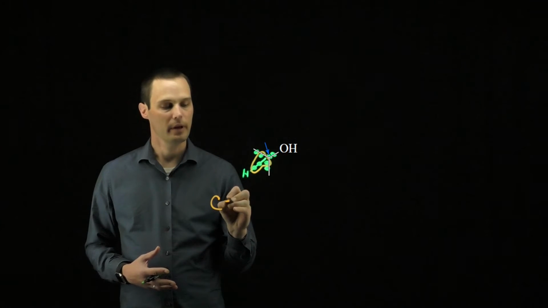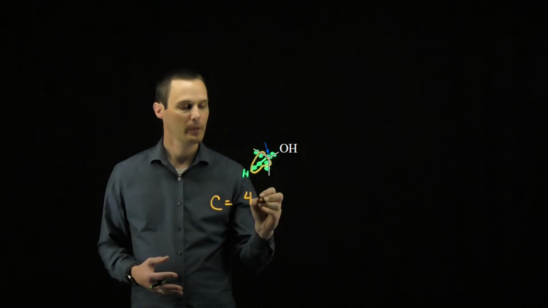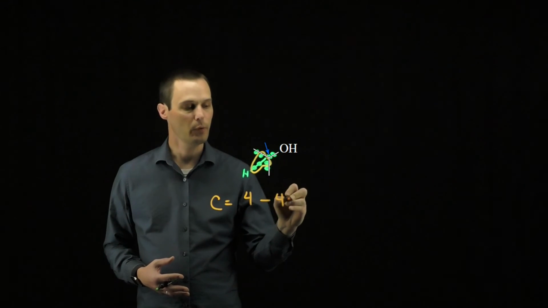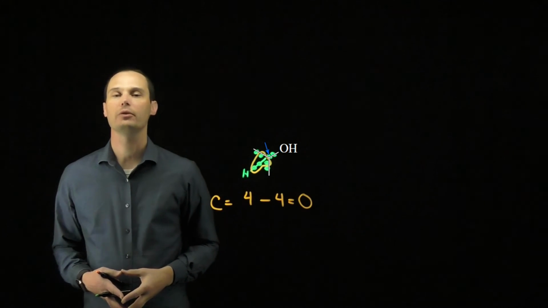The oxidation number for this carbon atom is going to be the number of electrons it wants in its neutral ground state, 4, minus the number of electrons it owns, 4. And so the oxidation number for this particular carbon atom is 0. This carbon atom is at the 0 oxidation state.